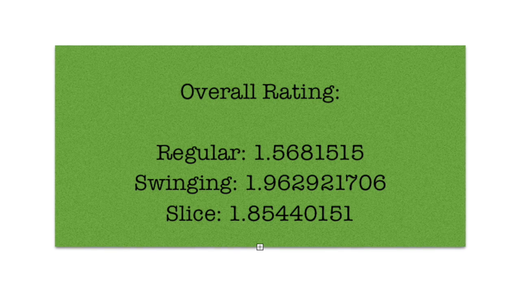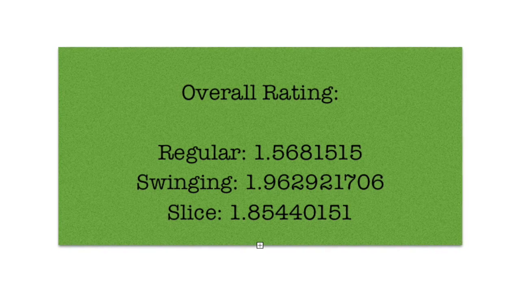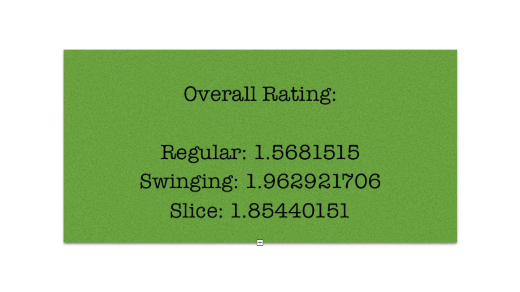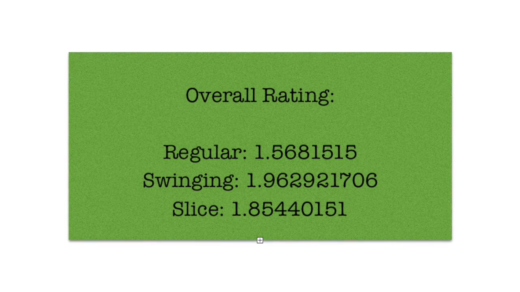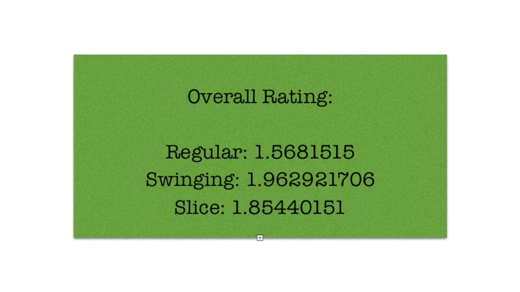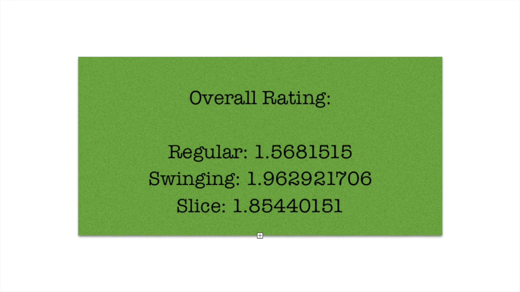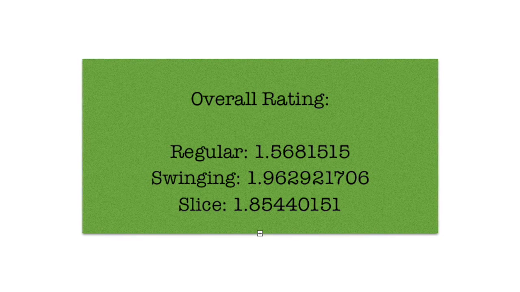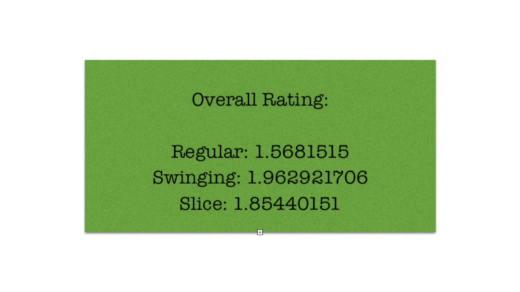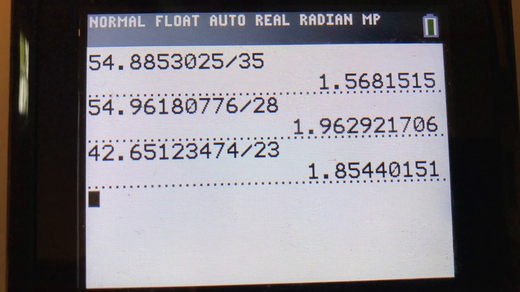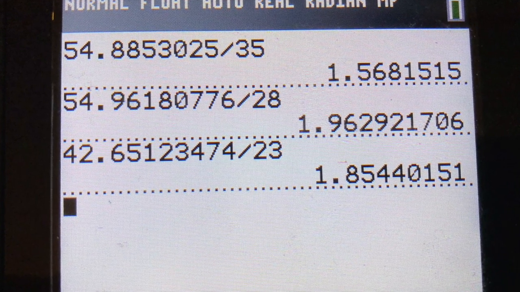After using these equations on the 3 shots, swinging led with 1.962921706, with slice making a comeback at 1.85440151, despite it having a lower speed than the other 2 shots. And in our calculations, swinging wins!